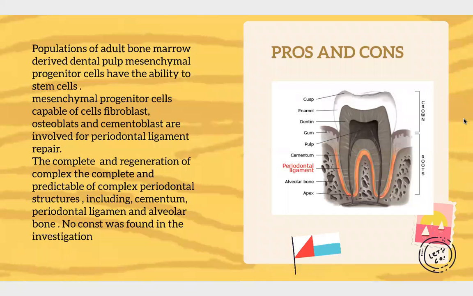Pros and cons. A population of adult bone marrow derived dental pulp mesenchymal progenitor cells have the ability to act as stem cells. Mesenchymal progenitor cells capable of differentiating into fibroblasts, osteoblasts, and cementoblasts are involved in periodontal ligament repair. The complete regeneration of the complex periodontal structure, including cementum, periodontal ligament, and alveolar bone. No cons were found in the investigation.